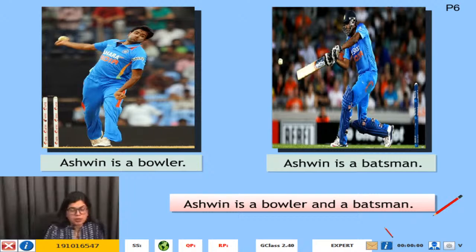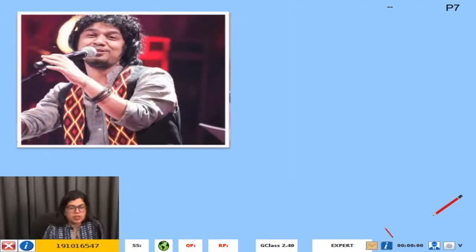Okay, so what can we do? We can join these two simple sentences. Okay, so instead of writing Ashwin is a bowler, Ashwin is a batsman, with the help of the conjunction and, we can join both these sentences. So Ashwin is a bowler and a batsman.